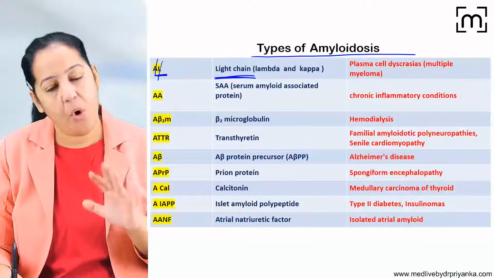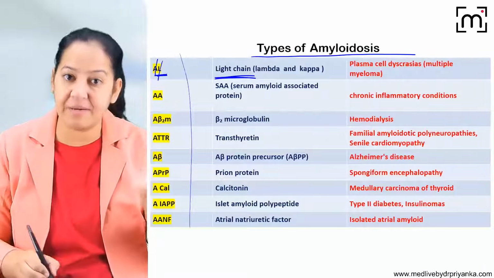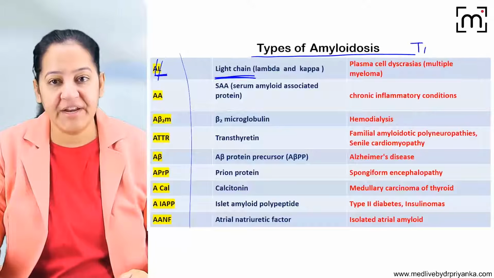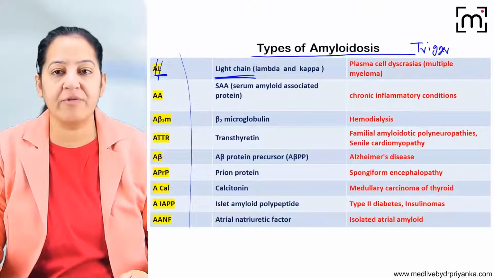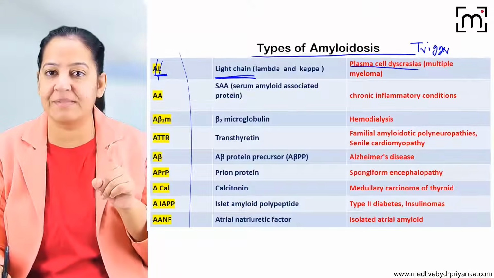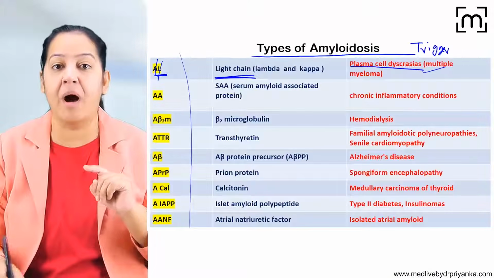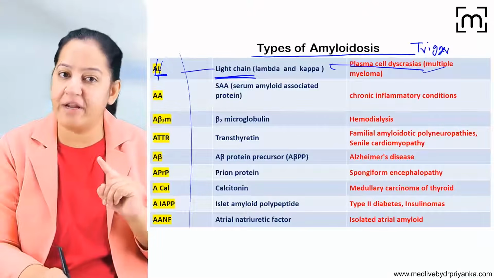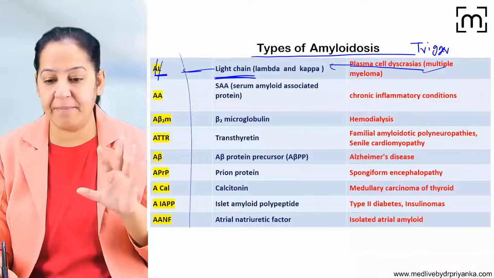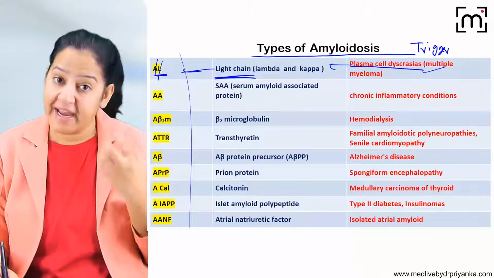All types of amyloidosis have some trigger which leads to this disease. So what is the trigger? You have to tell me the trigger in each case. Here the trigger is plasma cell dyscrasia like multiple myeloma. So any individual who is having multiple myeloma can have AL type of amyloid in future.